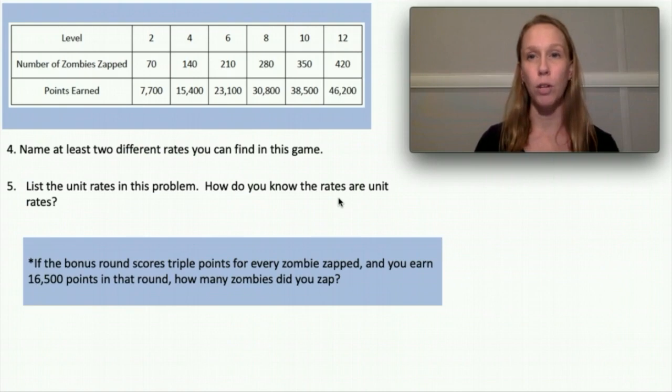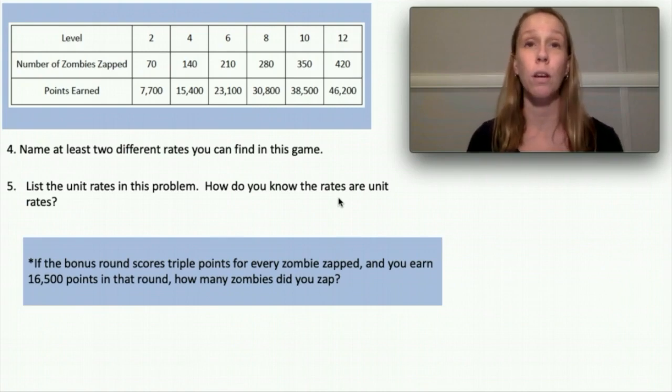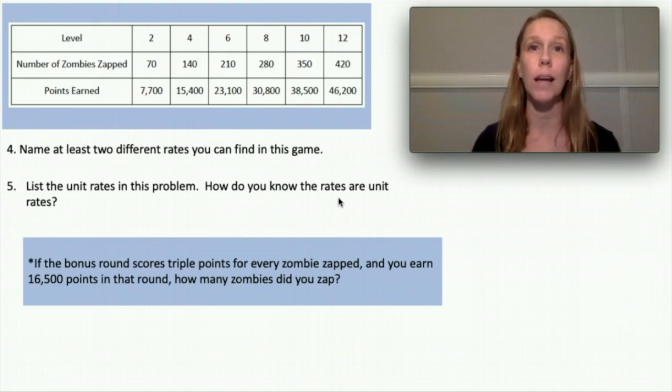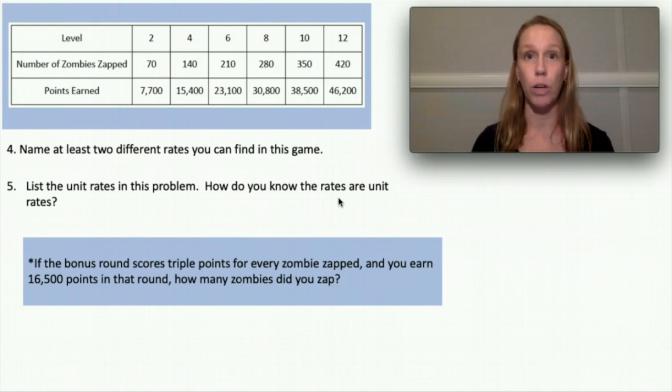You might find some other unit rates, like how many zombies per point earned, which might not make sense in this context. You might get a fraction. Can't do a fraction of a zombie probably in a game, but they're unit rates that you could play with. And we know that they're unit rates when that second part of the ratio, or if it were a fraction, that denominator is 1. So bonus question here, if the bonus round scores triple points for every zombie zapped, and you earn 16,500 points in that round, how many zombies did you zap? So you could figure that one out by tripling your number.